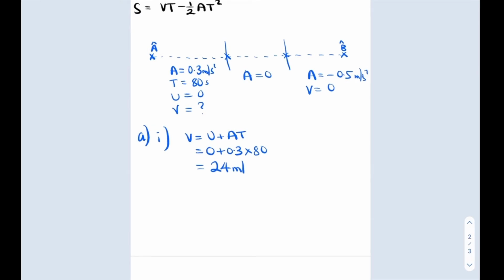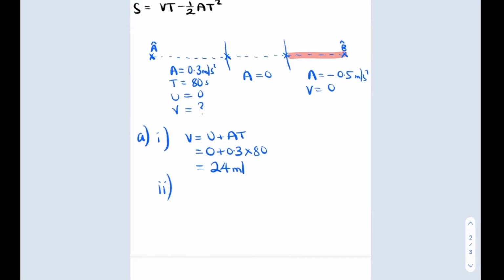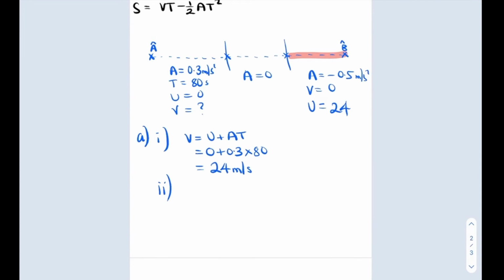The second part, state the time for which the train is decelerating. So we're in this section. I enter this section at the same velocity as I entered the last section, so there's a constant velocity in this one. So my initial velocity in here I can now write down as 24 meters per second.